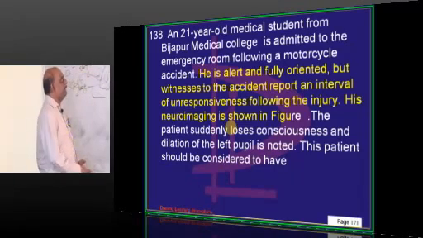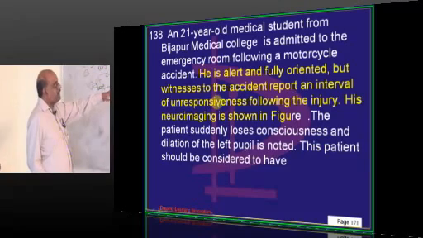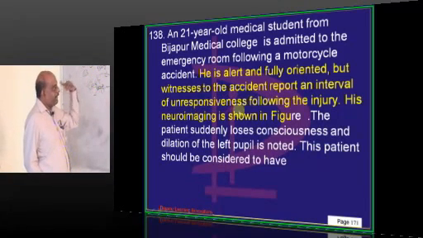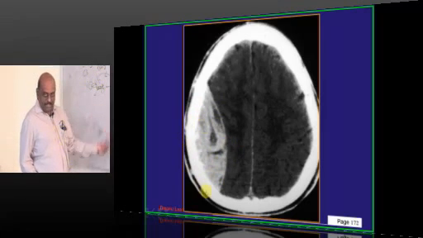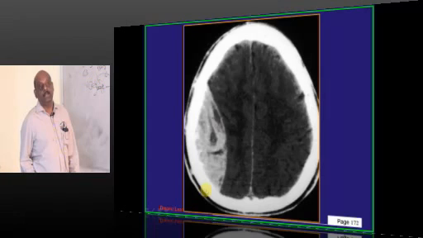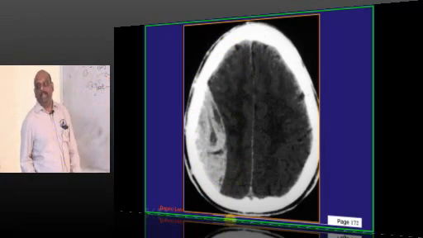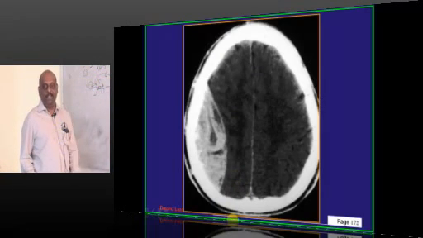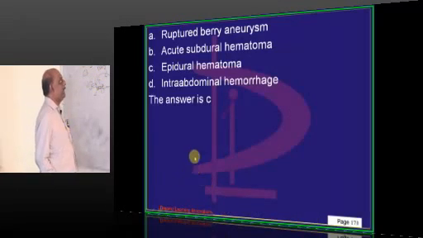A 21-year-old from Bijapur, he is alert and fully oriented, but witnesses to an accident report unresponsiveness after an injury. A neuroimaging is shown. This kind of imaging is epidural hematoma, which is arterial, where there is a lucid interval. History of trauma. Whereas subdural is a crescentic shaped bleed, which is a venous bleed, without history of any trauma, no lucid interval. Presents like dementia in an elderly man. That is what you need to remember about subdural hematoma.